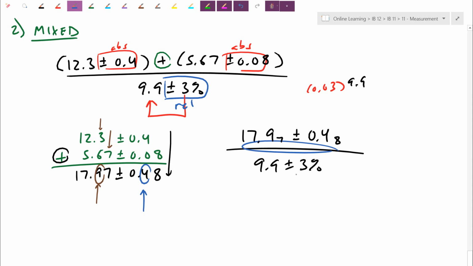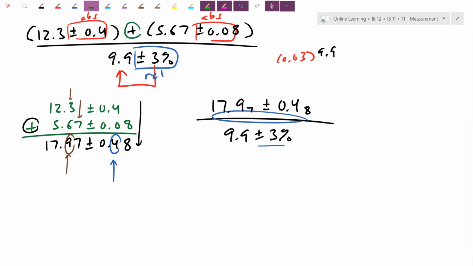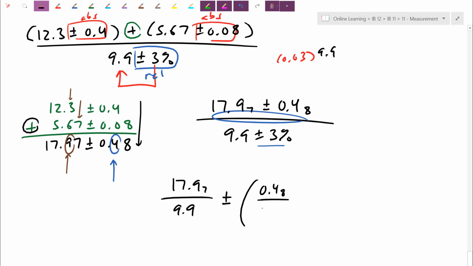I need to add relative errors. This one here already is the relative error. In fact, the top one, that's an absolute error, is not quite ready yet. I need to actually do that as a relative error. So let's punch through the quotient here. I'm going to take 17.97 divided by 9.9. So that's your answer. Plus or minus, how bad is the 0.48 on the 17.97?